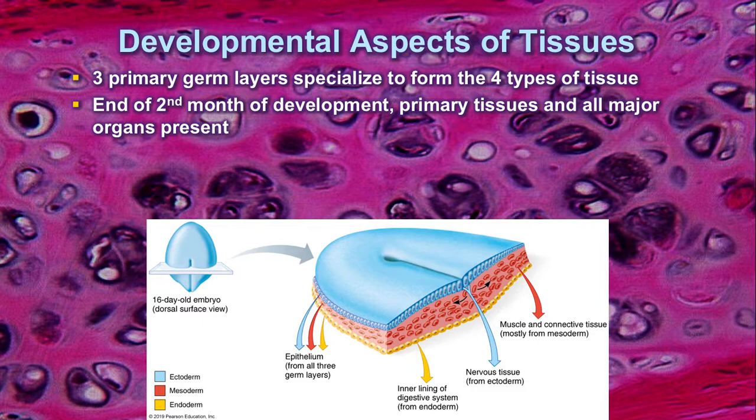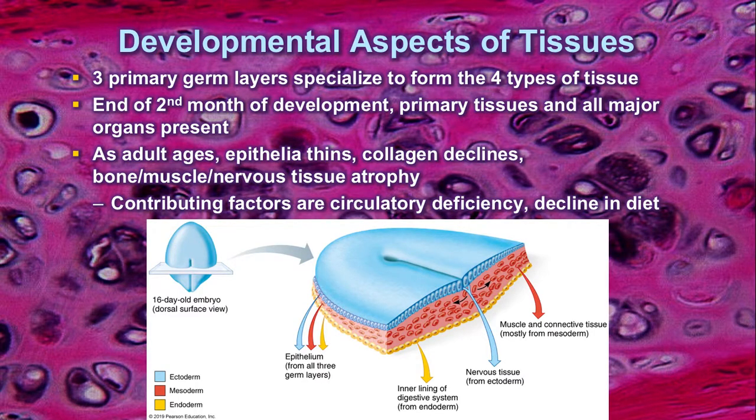By the end of the 2nd month of development, so that's still in the 1st trimester of pregnancy, all the primary tissues are present and all of the major organs are present. So it goes from this at 16 days to having all of our major tissue types and all of our organs pretty quickly. Developmental biology is a cool thing to study, but you guys will get there later. Okay, so that's the developmental end of things.